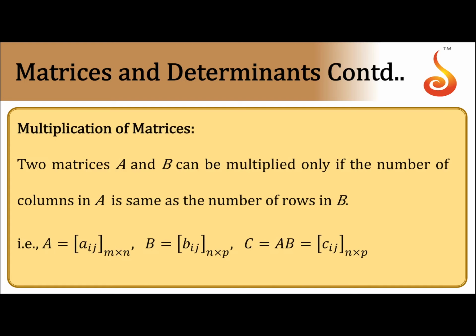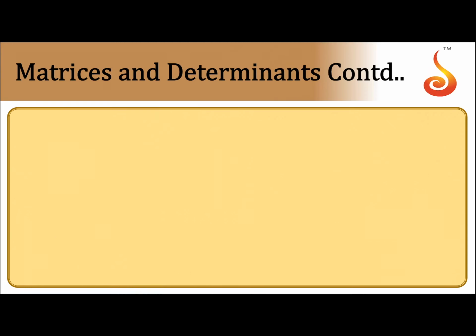Multiplication of two matrices. First of all, two matrices can be multiplied only when the number of columns in the first matrix is equal to the number of rows of the second matrix. Then only they are conformable for multiplication. And if matrix A is of order m by n and matrix B is of order n by p, the product is a matrix of order m by p.